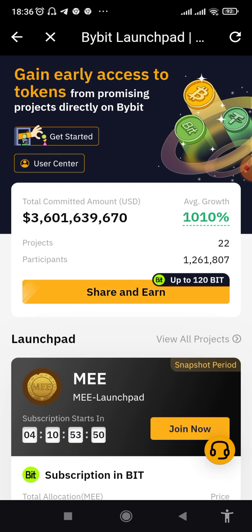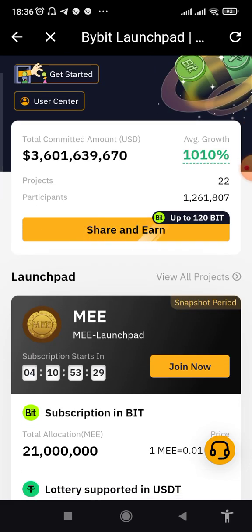Okay, so right here they offer it to you as an airdrop. You buy it at a cheaper price, as well as you get some extra token. So it's a win-win, guys. That's why I urge you to join Launchpad. So let's go on to the next part, how to join Launchpad.